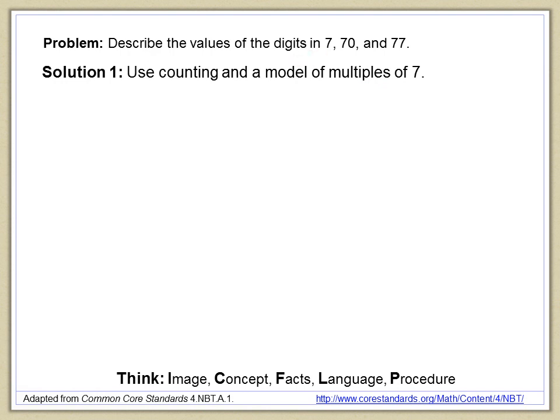Let's take the number 7, for example. When we create the number 7, one way to do it is to just mark off 7 ticks. And we use for these 7 ticks the symbol 7. That's easy enough. But what happens when we go to the number 70?